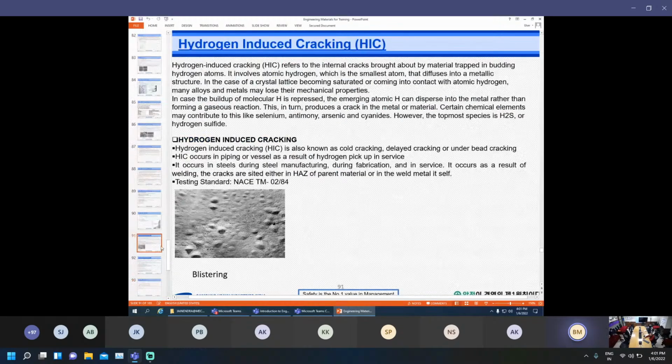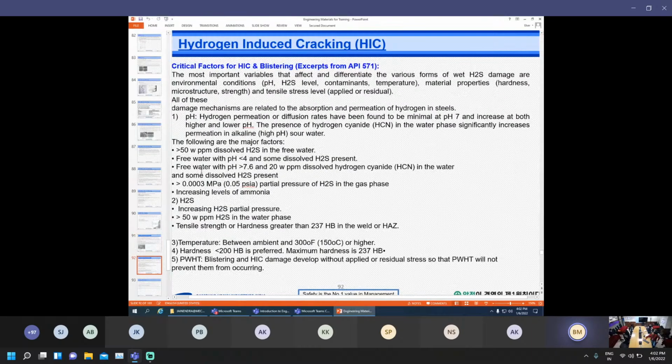So how does hydrogen cracking happen? You can see there is a bubble. Hydrogen is induced inside the material. Hydrogen has gone inside this material, right? So this is called hydrogen induced cracking. This is a cold cracking. It can happen during manufacturing, during fabrication, or in service also. I will not explain blistering and HIC, so I will leave this. Just remember this term, hydrogen-induced cracking.